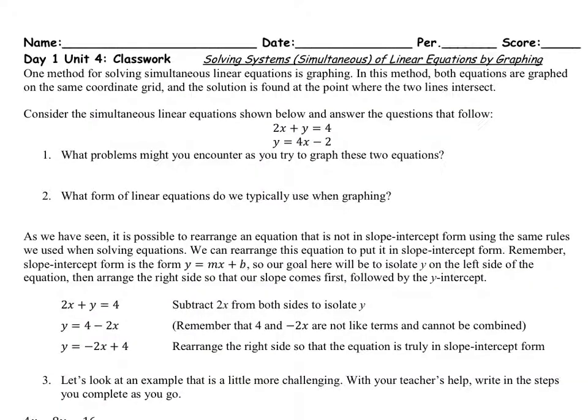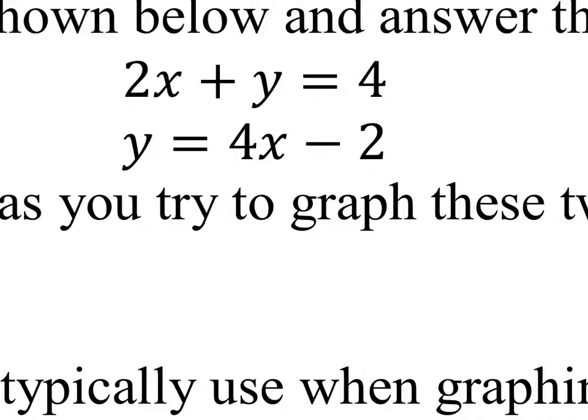One method for solving simultaneous linear equations is graphing. In this method, both equations are graphed on the same coordinate grid and the solution is found at the point where the two lines intersect. So, one of these is actually kind of hard to graph if we just left it as it is. But we can manipulate it so that it would become a little bit easier to graph.